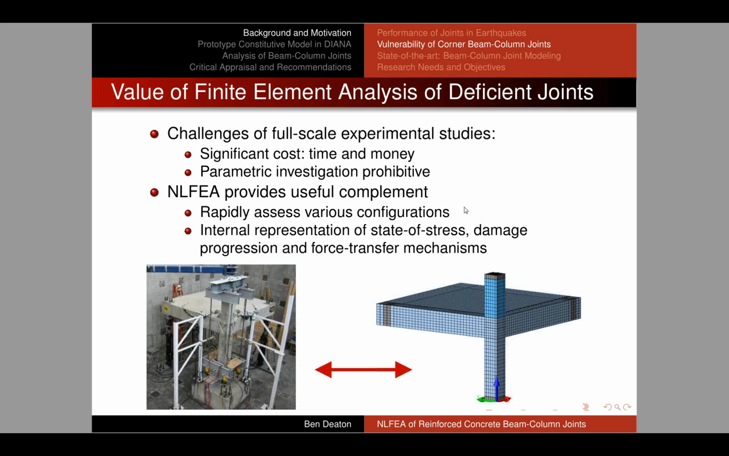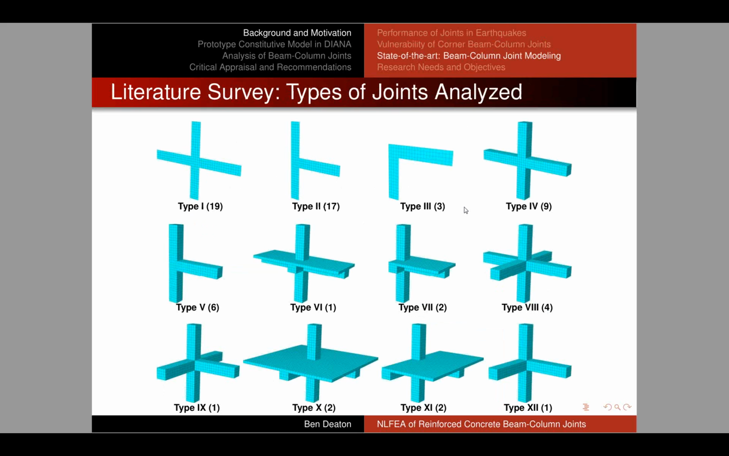force transfer mechanisms. So before I dove into this problem, I conducted a comprehensive literature search and identified about 60 peer-reviewed journal papers where researchers used nonlinear FEA to look at the response of reinforced concrete beam column joints. And out of those 60 papers, I was able to identify 12 types of joints that had been studied. I have them labeled 1 through 12, and as you can see, next to each of these types, I have listed the number of times that such a joint was studied in the literature.